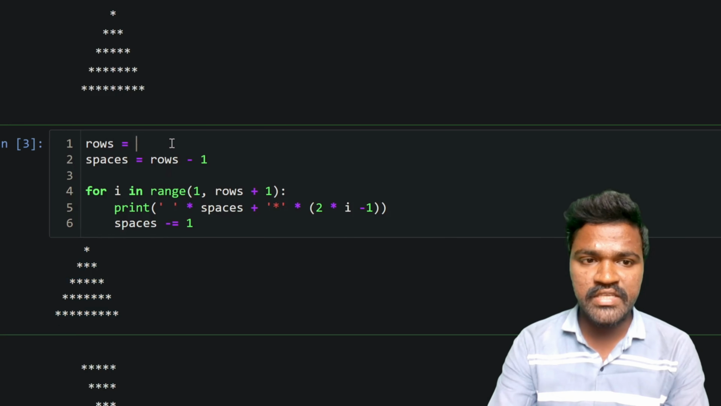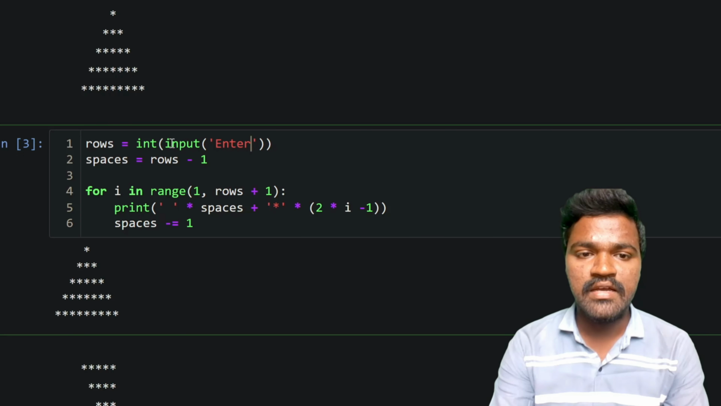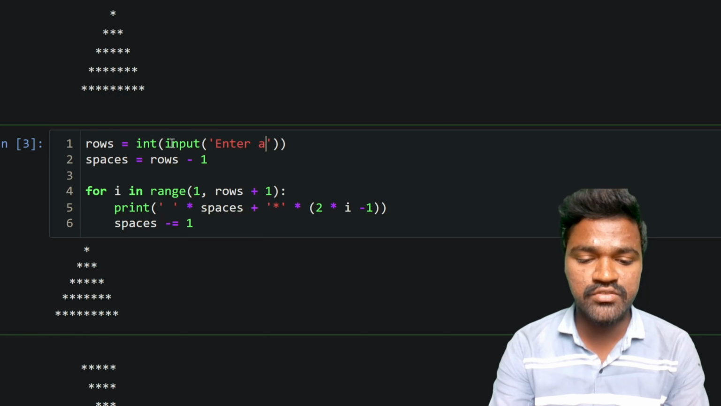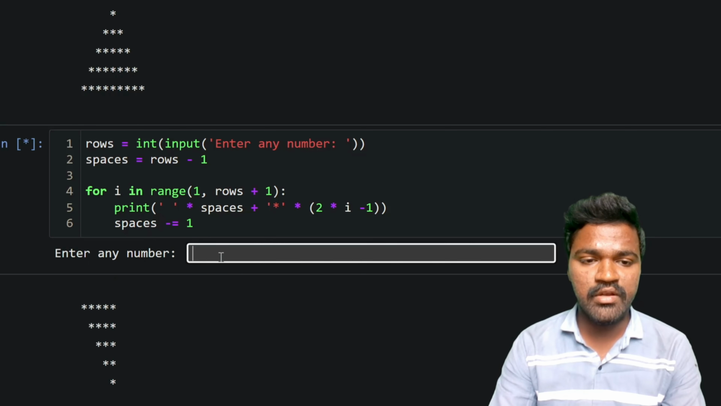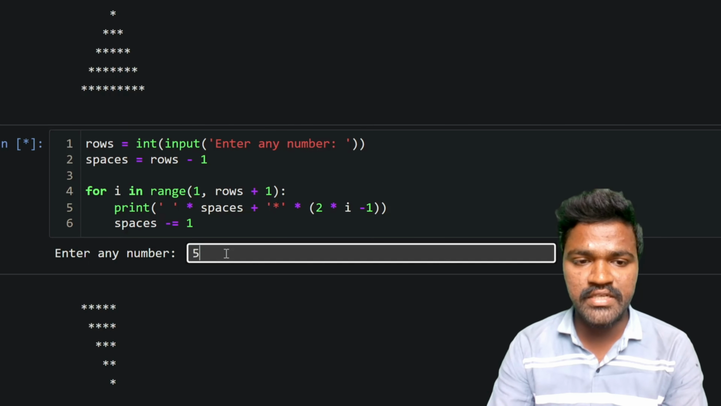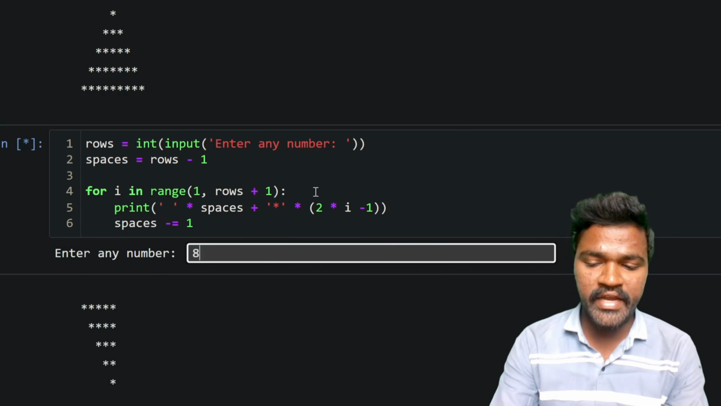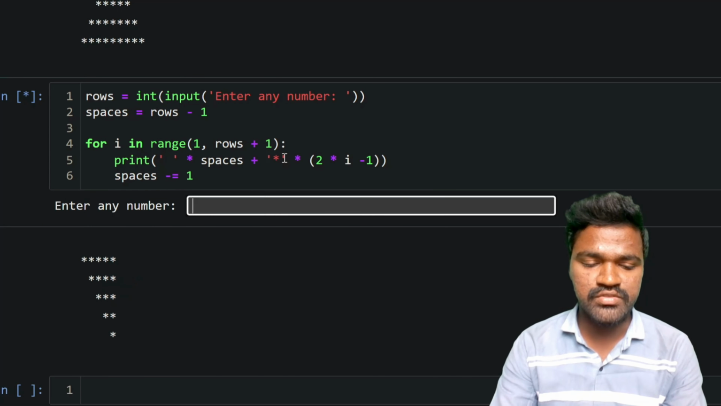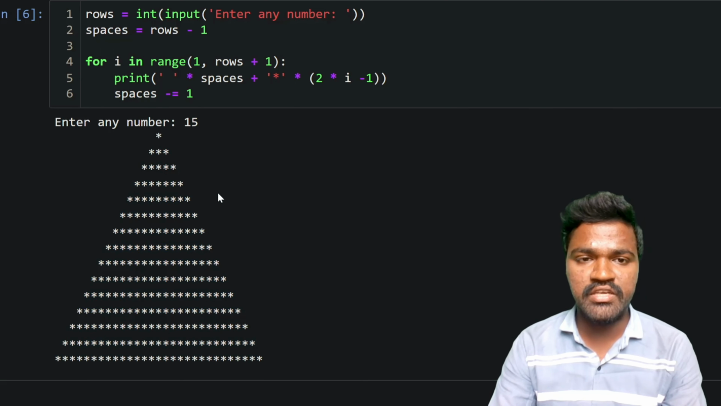Now we will dynamically take input from the user. Based on the user input, we will generate any kind of pattern like this. So I am asking the user to enter any number. If I execute this, it will prompt the user to enter any number. If the user gives value 5, we can generate this pattern. If the user gives value 8, we can still generate a pattern like this. Any number the user can give, I will take the input as 15. Like this, we can generate this kind of pattern for any input given by the user.